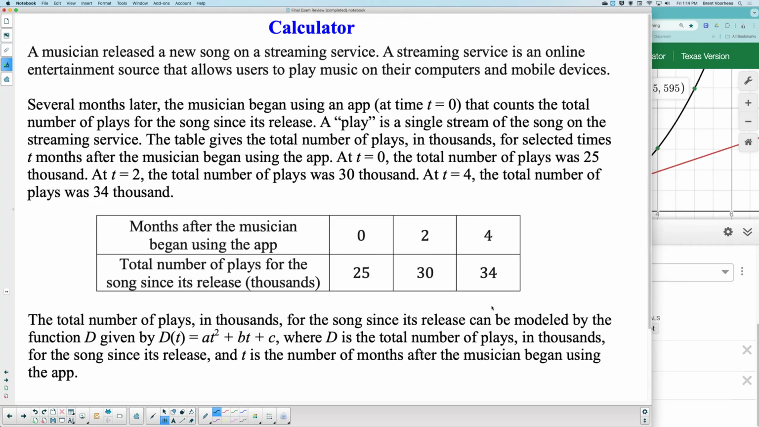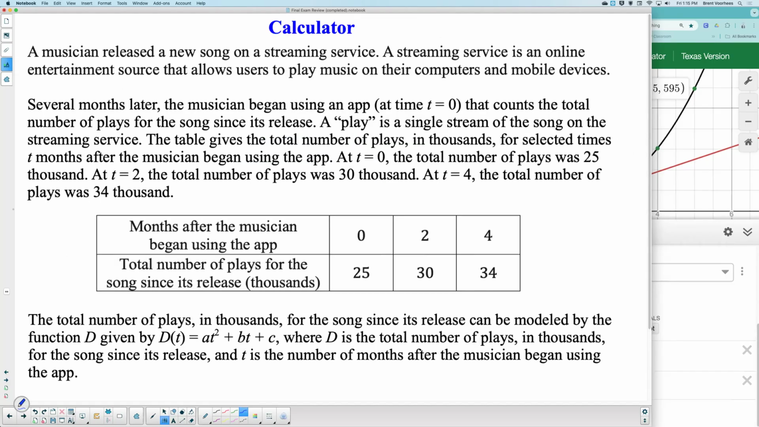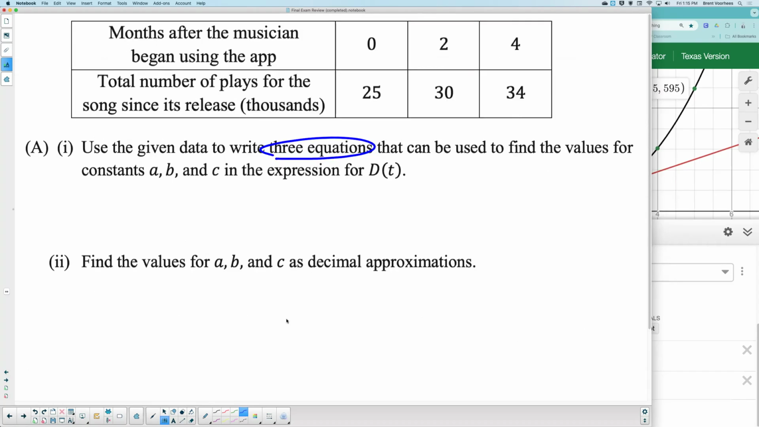So your whole first slide just sets up the problem. Nothing to solve there. Next slide. Given this table, it says, use the data to write three equations that could be used to find the values for constants a, b, c for the expression d of t. And d of t is this equation right down there, that one. So how would y'all do that?